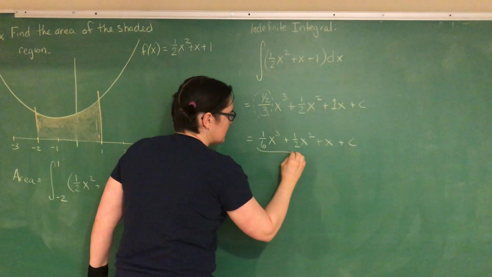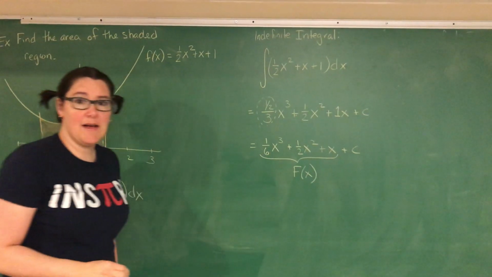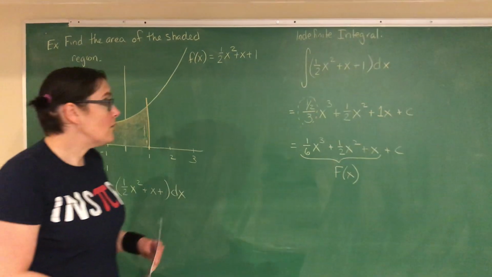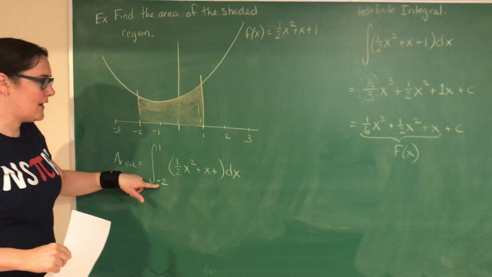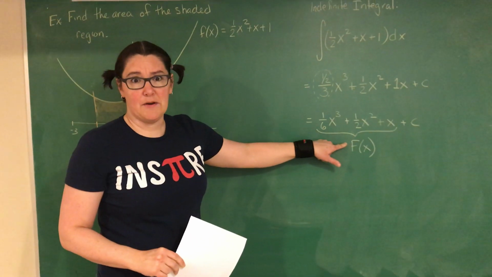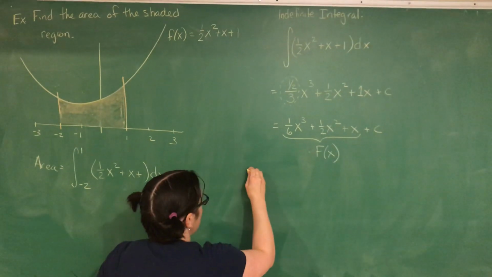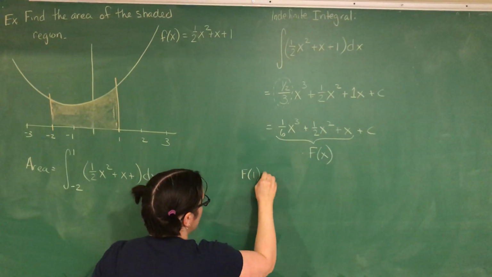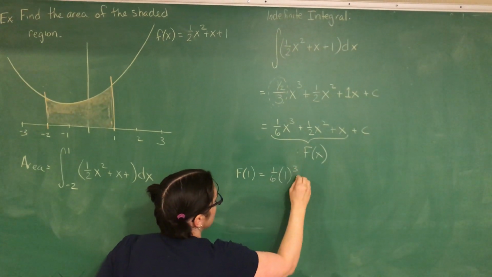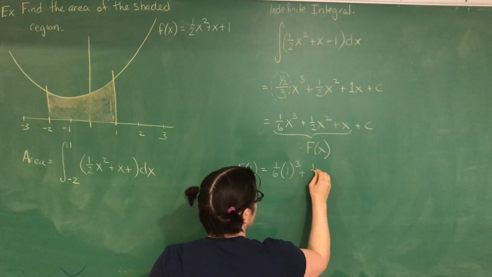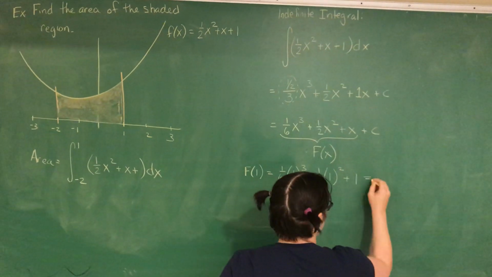Okay, everything except for the c is our capital F of x. And what we're going to do is plug in our top bound and our bottom bound into our capital F function, and then we're going to subtract them. So we'll start by plugging in the top bound. So capital F of 1 will be 1/6 times 1 to the third plus 1/2 times 1 squared plus 1.